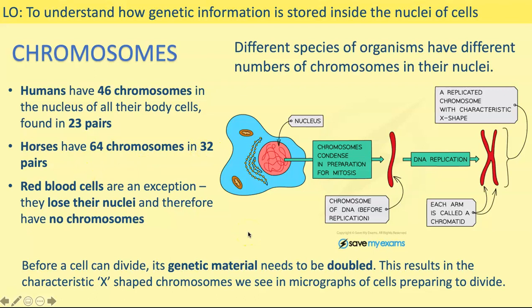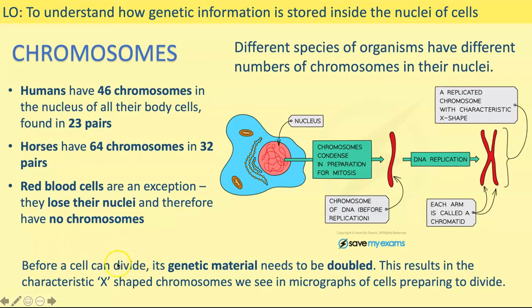It's also important to remember that red blood cells are an exception because they actually lose their nuclei. So they therefore have no chromosomes at all. Once the red blood cells differentiate into a red blood cell, they lose their nuclei to allow more space for them to be able to carry oxygen around the body.